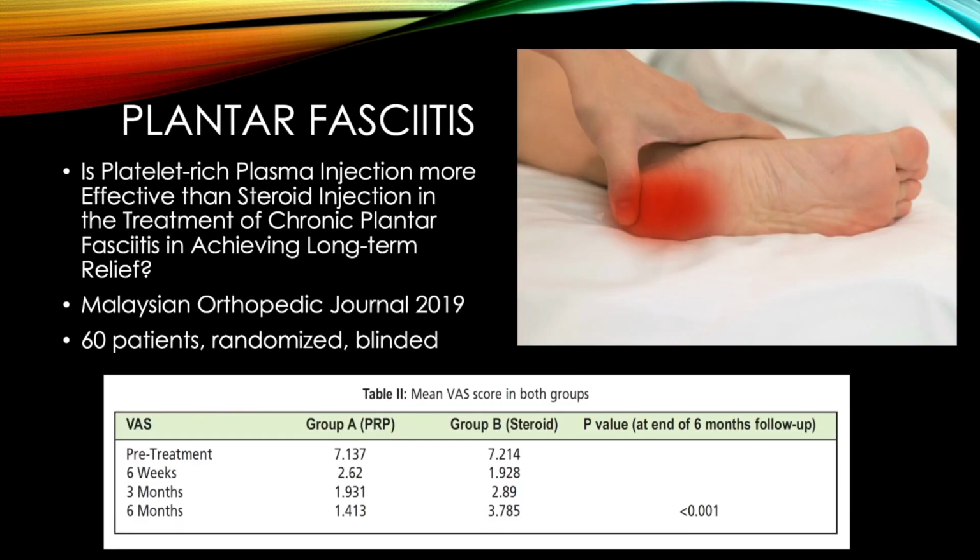Now, for plantar fasciitis, this was out of the Malaysian Orthopedic Journal just last year, and it showed that PRP injections were extremely helpful for plantar fasciitis. For instance, if you look at the visual analog scale table here, before treatment it was around 7. 6 weeks out, the steroids actually were doing better. But look what happens when you go to 3 months and to 6 months.